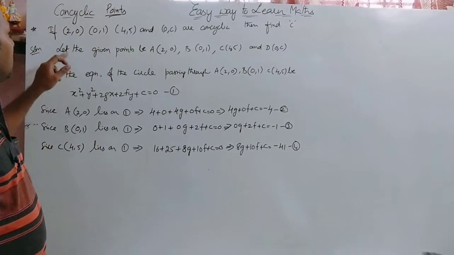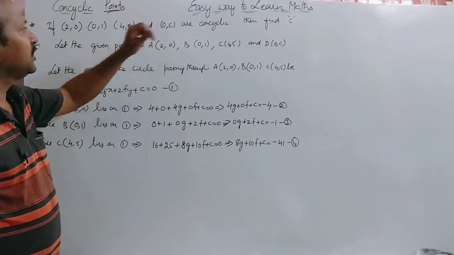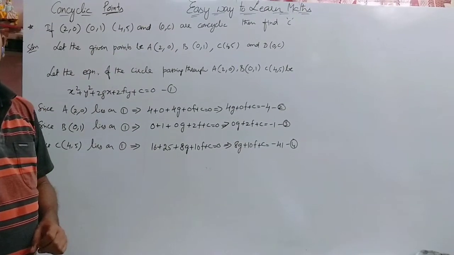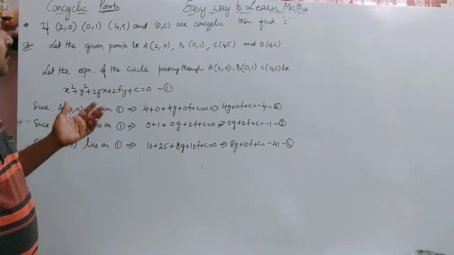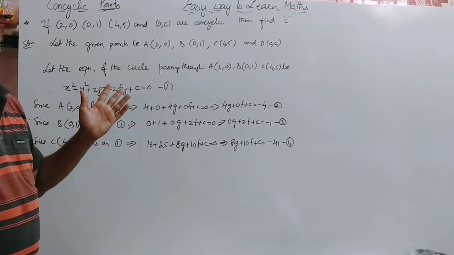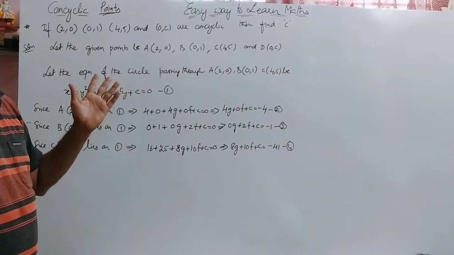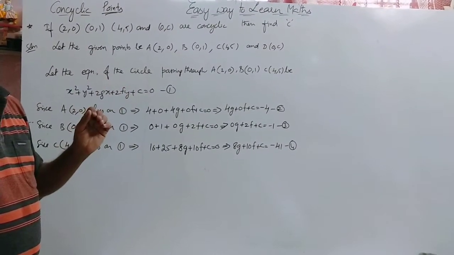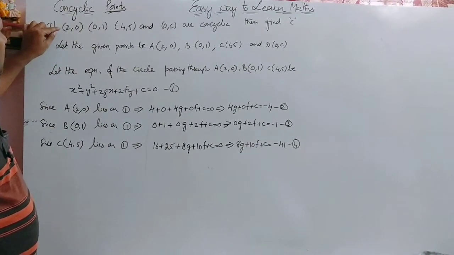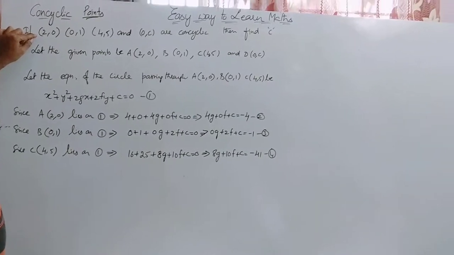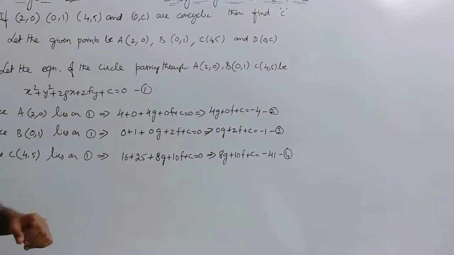Here it is given that if (2, 0), (0, 1), (4, 5) and (0, c) are concyclic, then find the value of c. That means here it is already given that the 4 points are concyclic. That is, the 4 points are on the same circle, on the circumference of the circle. And hence, let us first of all find the circle which is passing through the first 3 points, that is A, B and C. Same procedure.